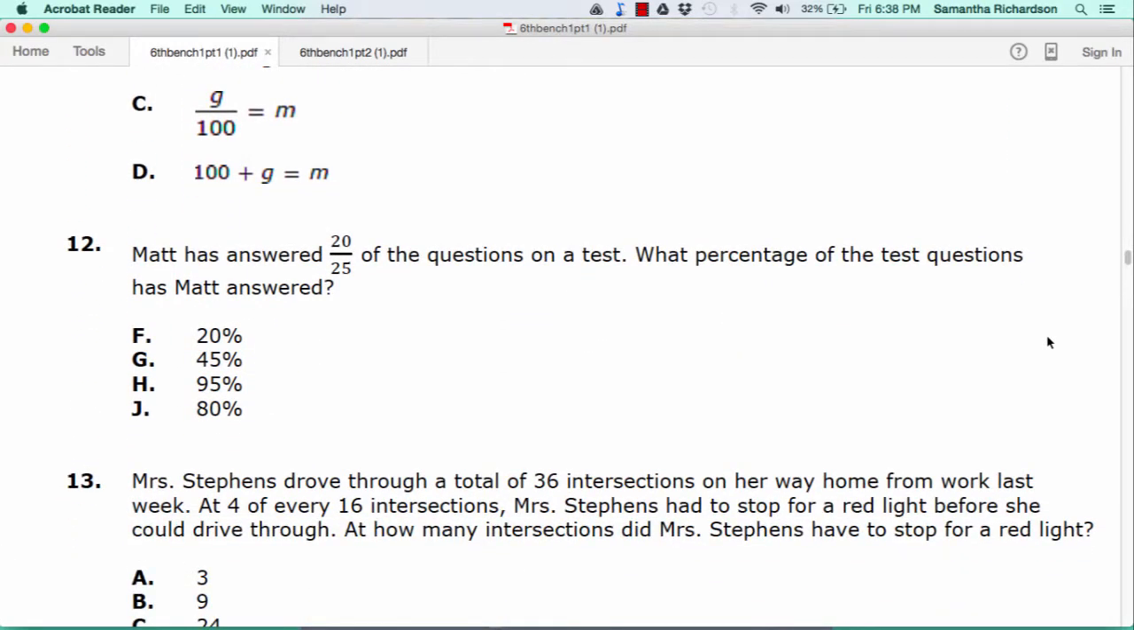Number 12. Matt has answered 20 over 25 of the questions on a test. What percentage of the test questions has Matt answered? F. 20%. G. 45%. H. 95%. J. 80%.